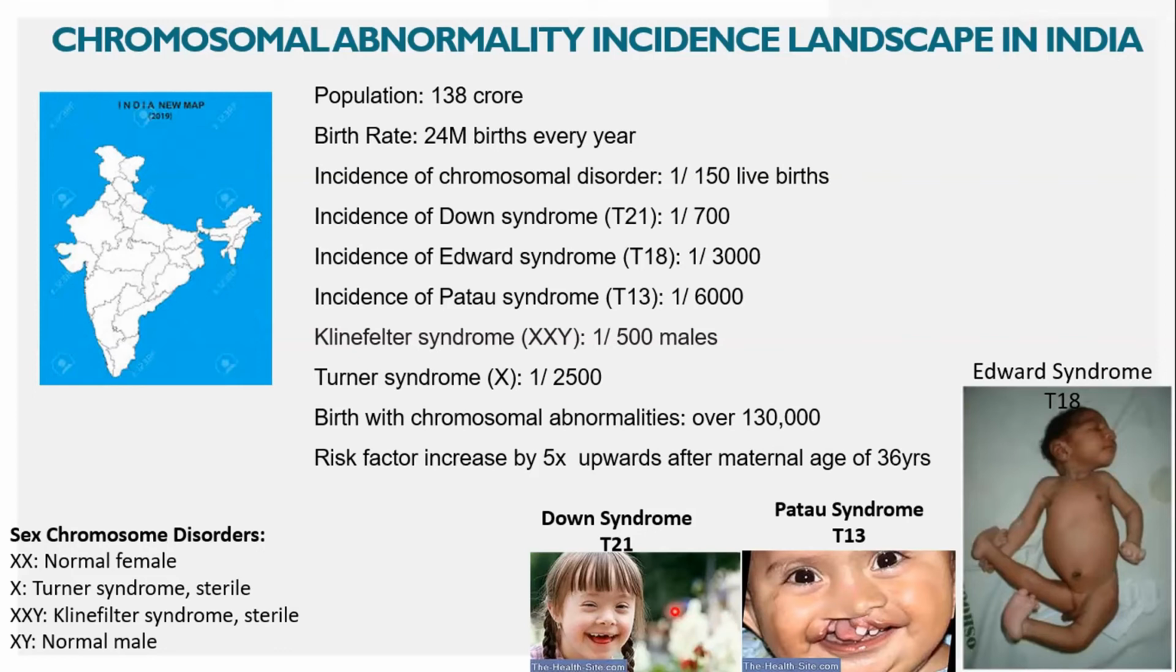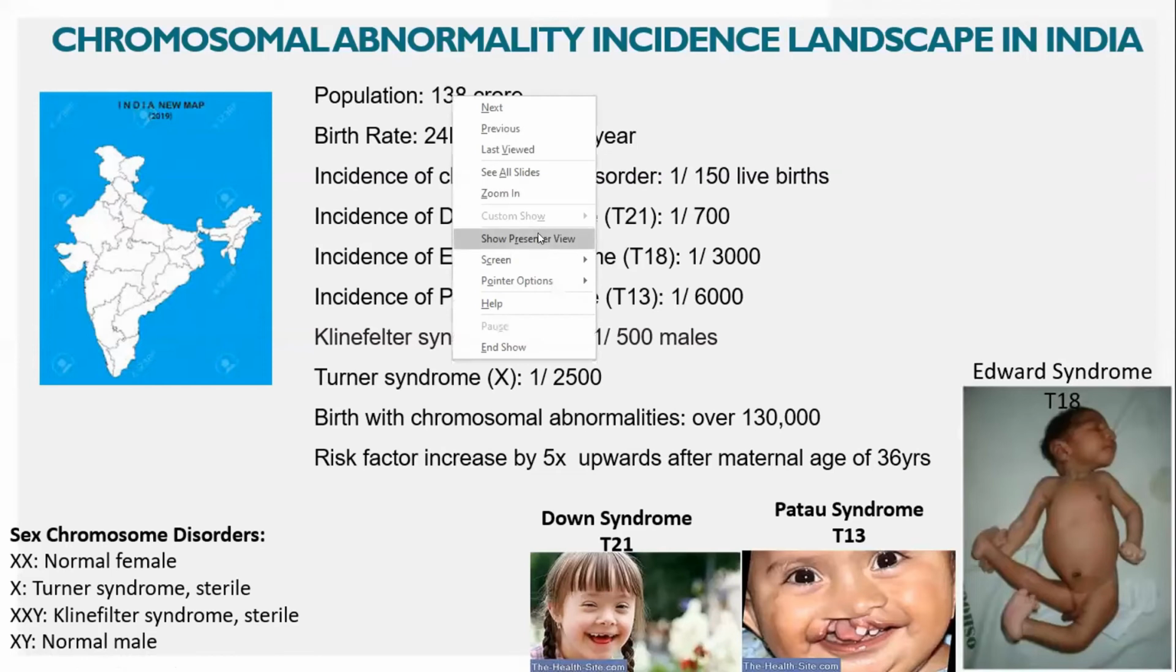Of course, this is not the only parameter to decide on, but I was mentioning how many millions of births actually happen, and what the different common incidence rates are. So we're talking about Down syndrome. 1 out of 150 live births have a chromosomal disorder. The main important ones are Down syndrome, Edwards syndrome, and Patau syndrome, and their incidence rates in the general population. So let me put my pointer back.